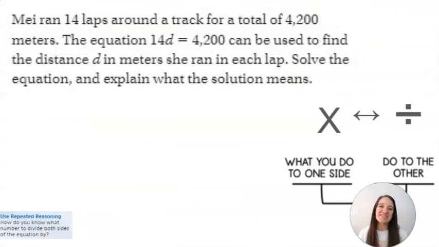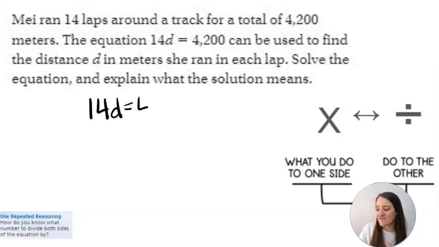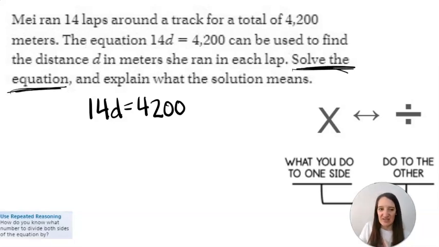So May ran 14 laps around a track for a total of 4,200 meters. The equation 14D equals 4,200 can be used to find the distance D in meters she ran in each lap. Solve the equation. Solve the equation is saying, what's the distance? What's the D? What's the unknown, right? Find the X.